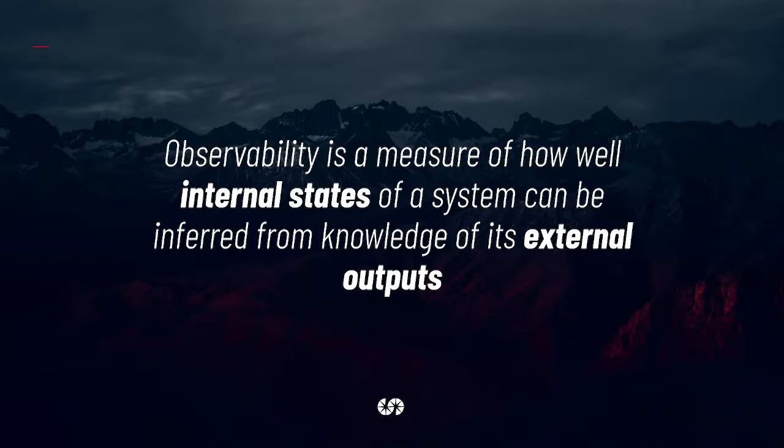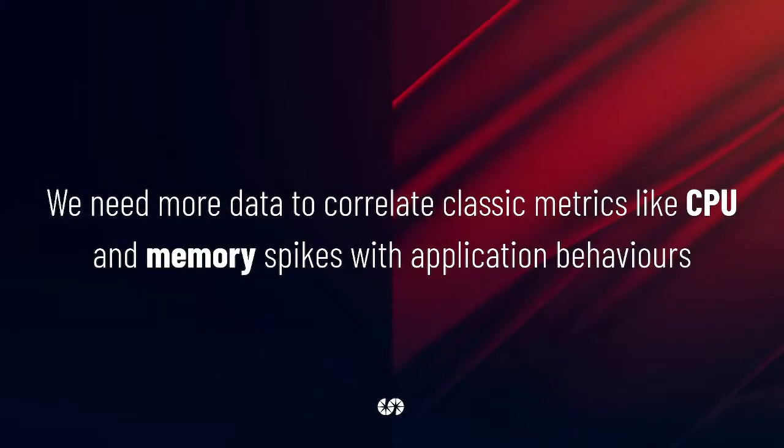To overcome these problems, we can use this technique that is observability, that is a measure of the internal state of an application just looking from the outside. So we don't want to log in to every component of our infrastructure just to understand where a problem is. We just want to look from the outside. And we need more data other than classic metrics like CPU and memory. We need data from the inside of the application to understand how it works and how it behaves.